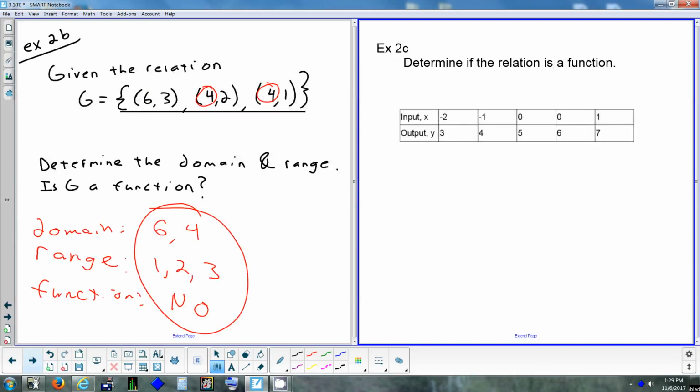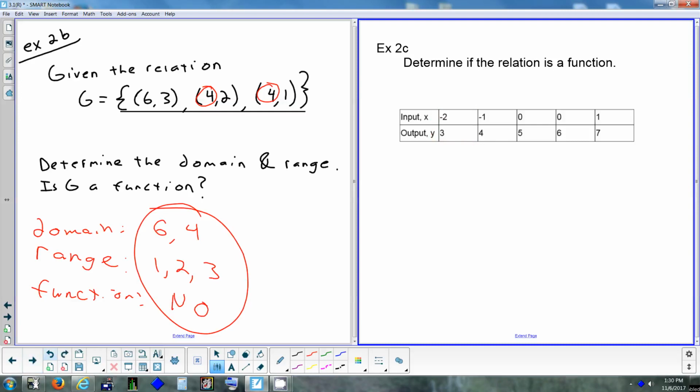Okay. This one's a little different. What's different about this example? It's in a table, right? Instead of writing it as a coordinate, they did an input-output table. But these are your coordinates. Negative 2, 3. Negative 1, 4. Okay, and so on. So, you don't have to give me the domain and range. All you have to do here is say, is it a function?